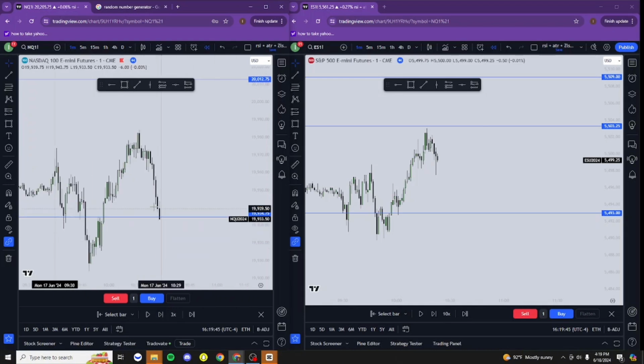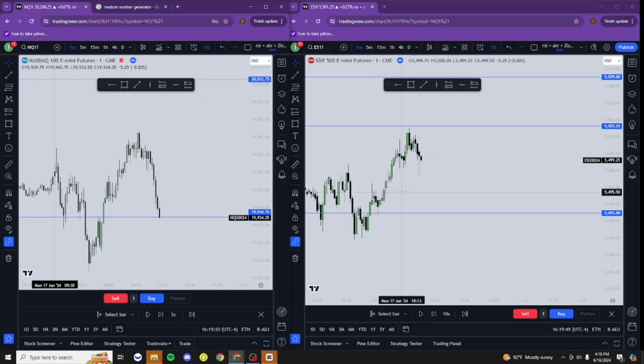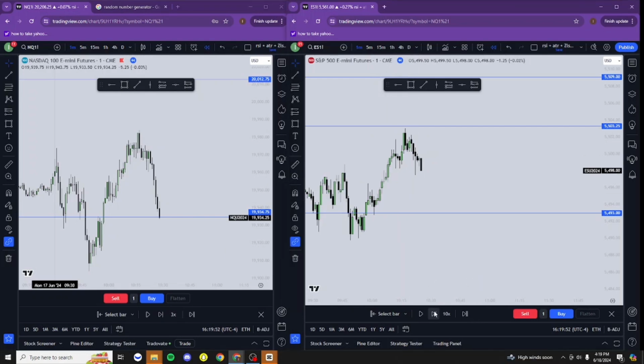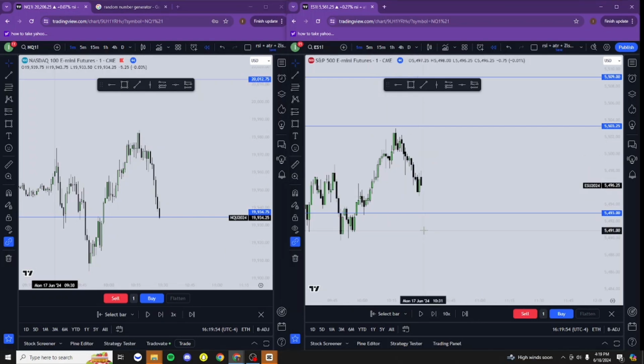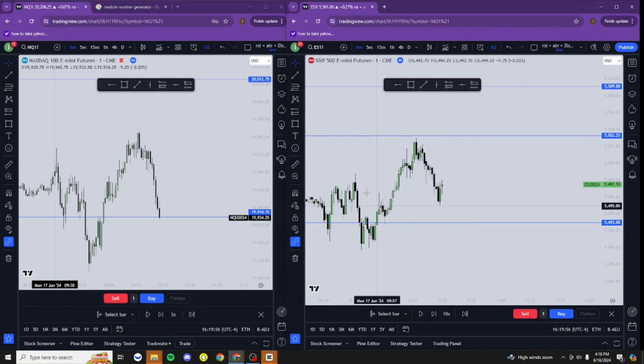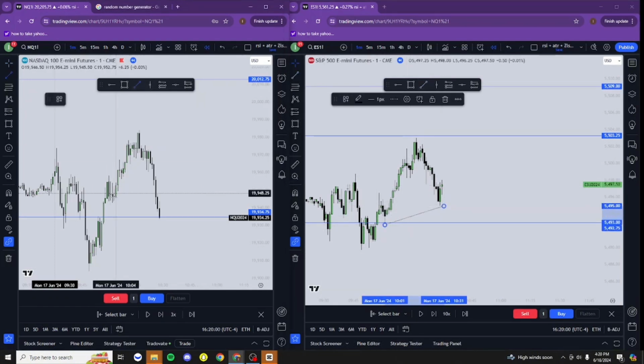10:26. I noticed we came all the way down here, and we came to fill this imbalance. What's next? Is there an SMT? You tell me. Well, it looks like it. This 10:01 low, this 10 a.m. low, didn't get swept on ES, but it for sure looks like it. It came below it on NQ.